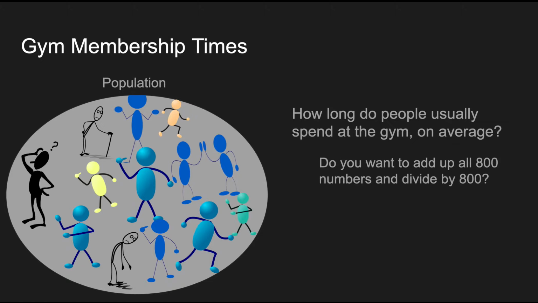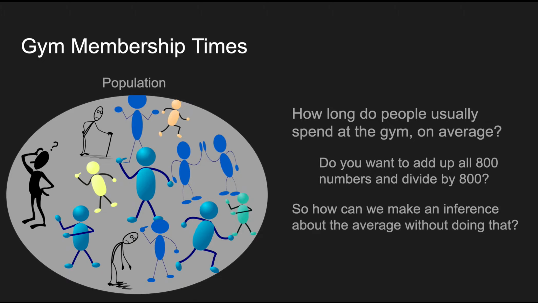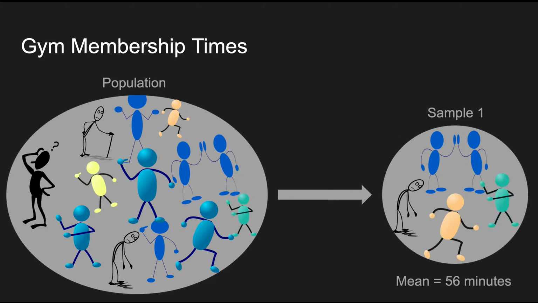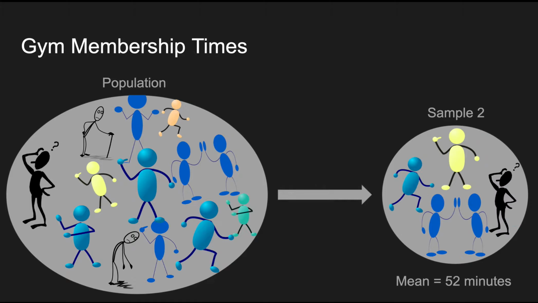Do you want to add up all 800 numbers and divide by 800? So how can we make an inference about the average without actually doing that? We take a random sample. So let's say we took our sample of 5 people and we added their times up and divided by 5. We got 56. Then we take another sample.